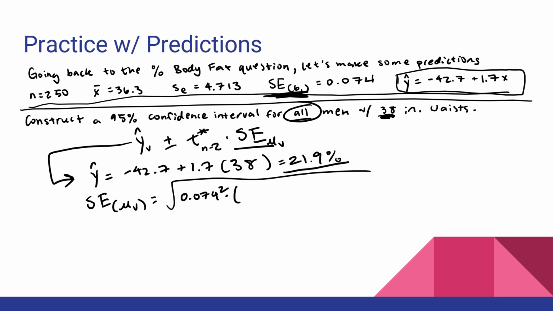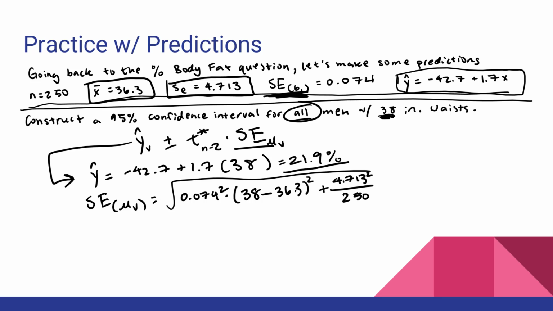We're making a prediction about 38-inch waists, so we plug in 38, and then minus the mean x value. So that is our x bar up here, 36.3 squared, and then plus s sub e squared over n. So s sub e is also given up here, so that's 4.713 squared over an n of 250. Putting that into the calculator, we get a standard error of 0.32%.